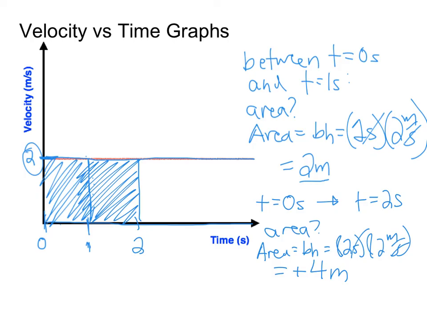And as you can tell, if we were to do 0 seconds to 3 seconds, we would probably get positive 6 meters. So what this tells us is that for every 1 second, the object is moving forward 2 meters, which makes sense based on the fact that this velocity is 2 meters per second. Okay? The area is telling us how much the position is changing.